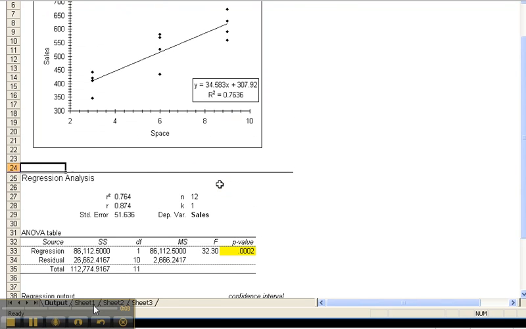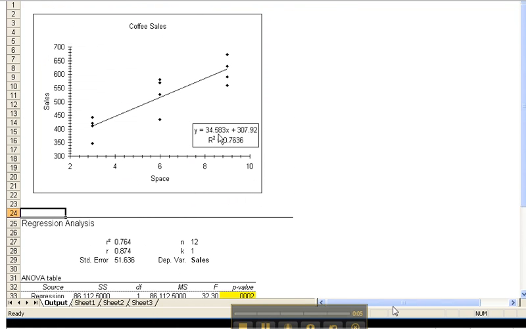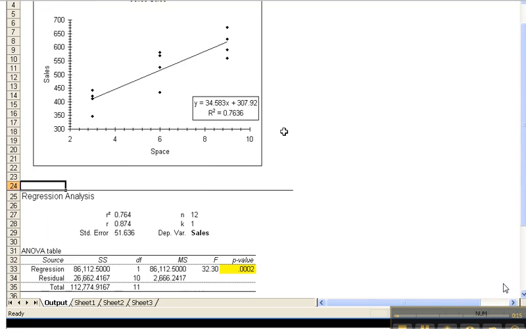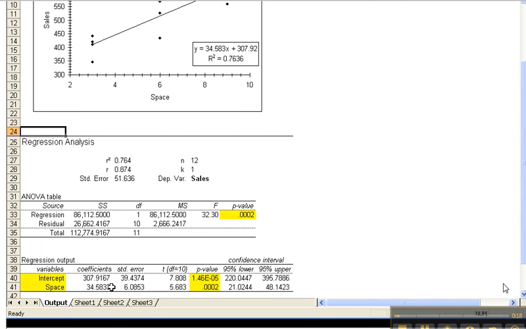You actually see the y value here. And again, y is sales, x is space. And this equation came from the regression analysis down here. And it looks like Megastat did a little bit of rounding for us, but that's probably okay.